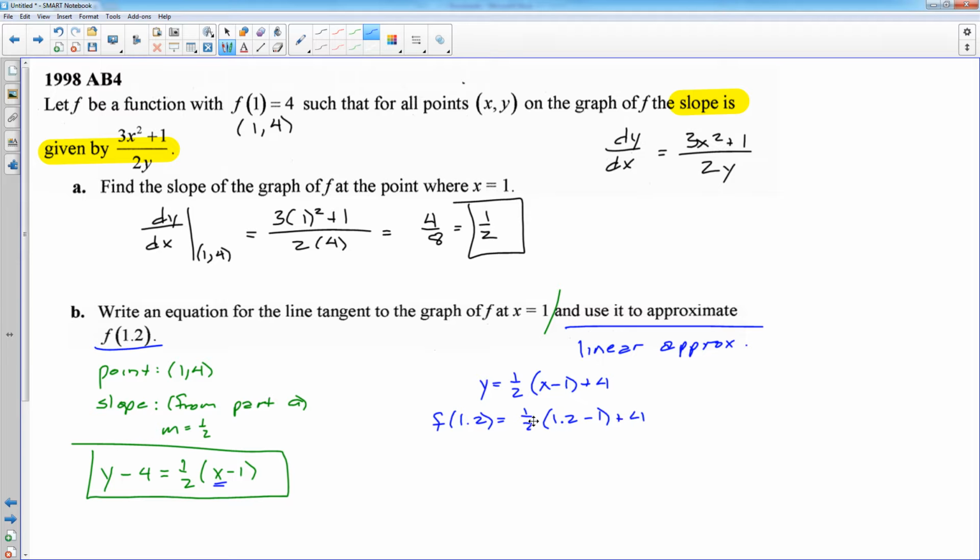And you could stop right there, but I'm going to go ahead and clean this up. That's 1/2 of 0.2 plus 4. Half of 0.2 is 0.1, plus 4 is 4.1. So we get an approximate function value. Yeah, this is approximate, not exact, so let me change this to approximately. We get an approximate function value of 4.1.